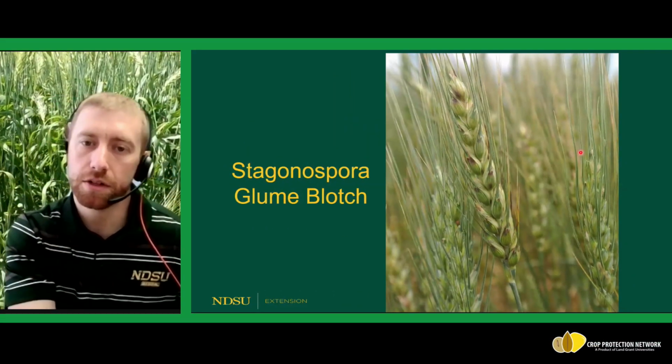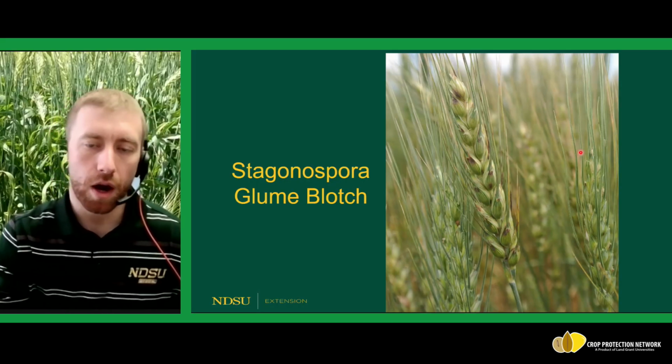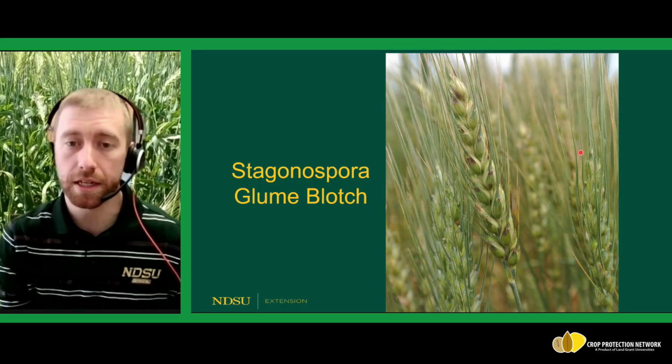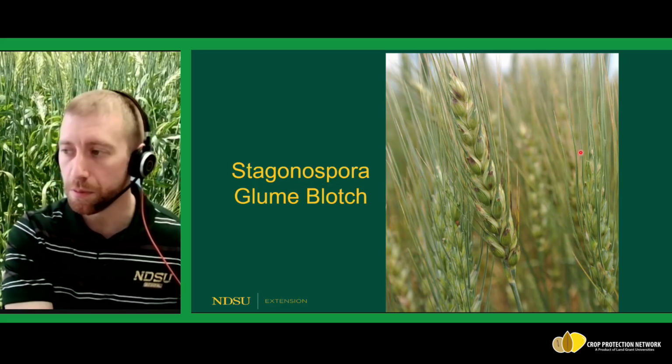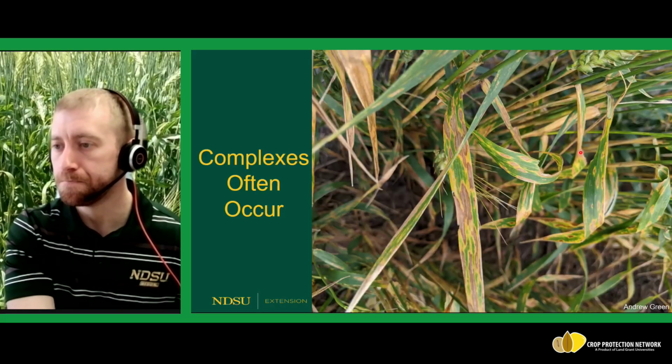Stagonospora leaf blotch can also lead to glume blotch lesions on the head. So how I'm using this in this reference is that if you have a Stagonospora problem on the leaves, you're likely to see some of these purple blotchy to brown lesions develop on the head.